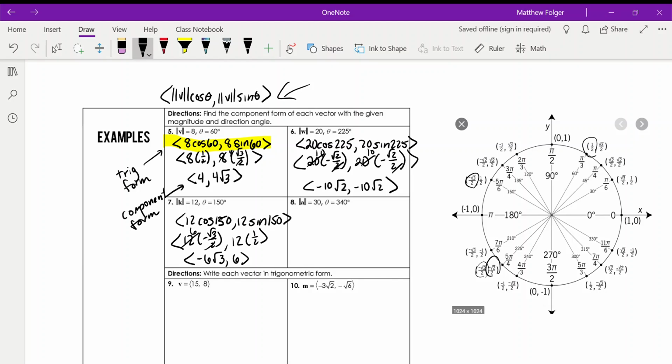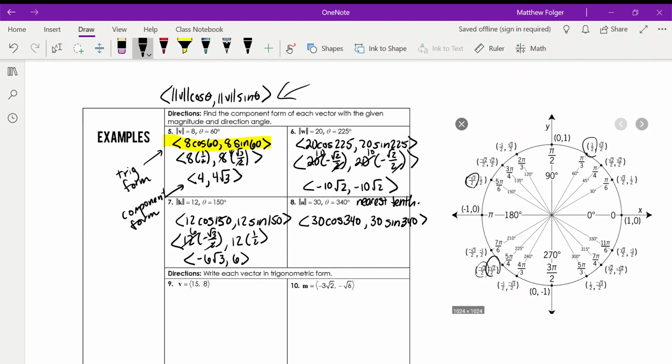Now 340 is a little bit challenging, and the reason is that it is not one of the angles on the unit circle. So this one we'll just do to the nearest tenth. It doesn't say to find the exact value, so we can do nearest tenth, and that way we don't have to do a whole lot. So let's do 30 cos 340, comma, 30 sine 340. I'm literally just going to type that in my calculator, making sure I'm in degree mode.